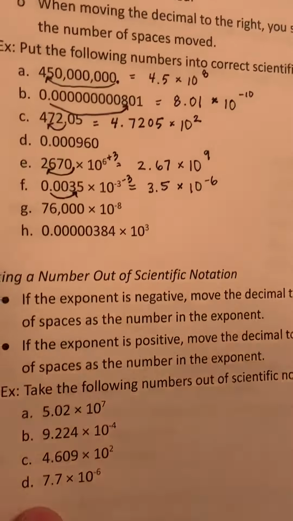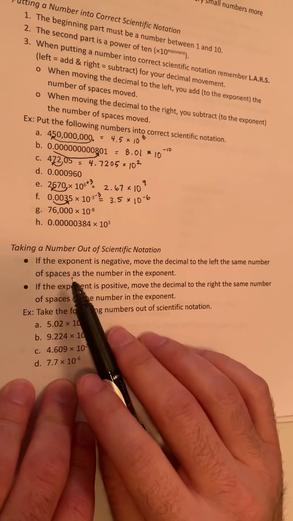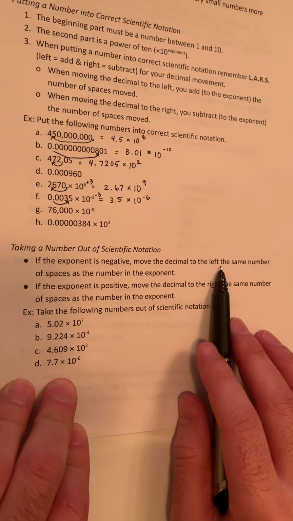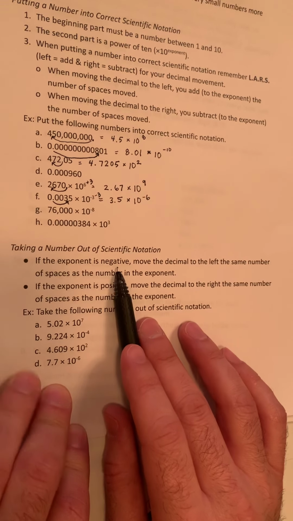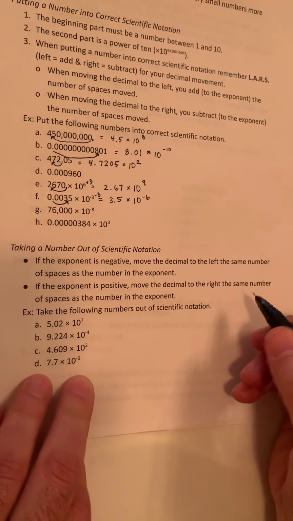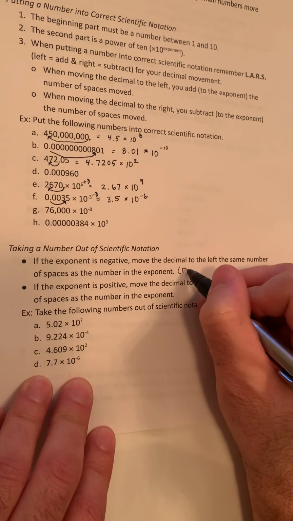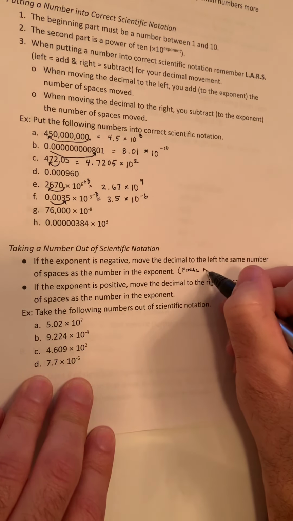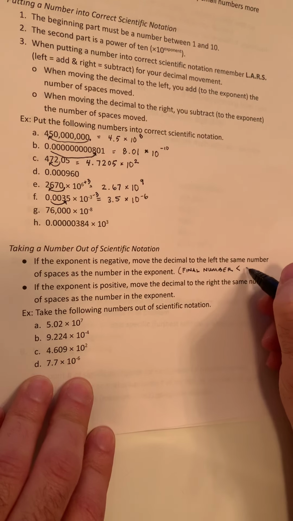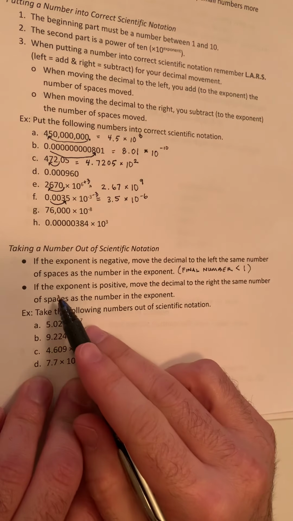Okay? All right. Taking numbers out of scientific notation. So reversing this. The simplest way to think of this is if the exponent is negative, you're going to move the decimal left. In other words, the easy way is if your exponent is a negative, your final number should be less than 1. Not a negative, it should be less than 1, so a decimal. Okay? If you did it correctly.